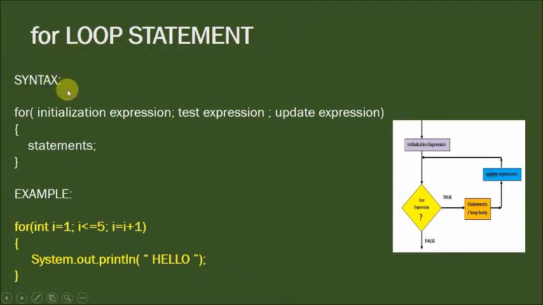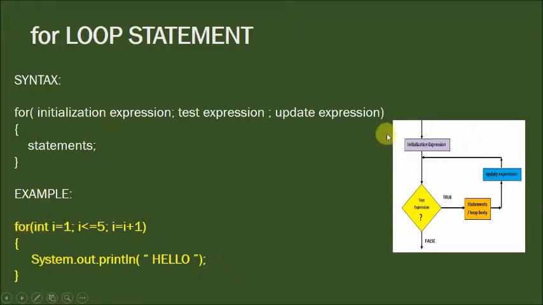Now the syntax for writing a for loop statement is for initialization expression, test expression, update expression, and after that we put the block of opening and closing curly braces, and within this block we write the statements which we need to execute for this for loop statement.